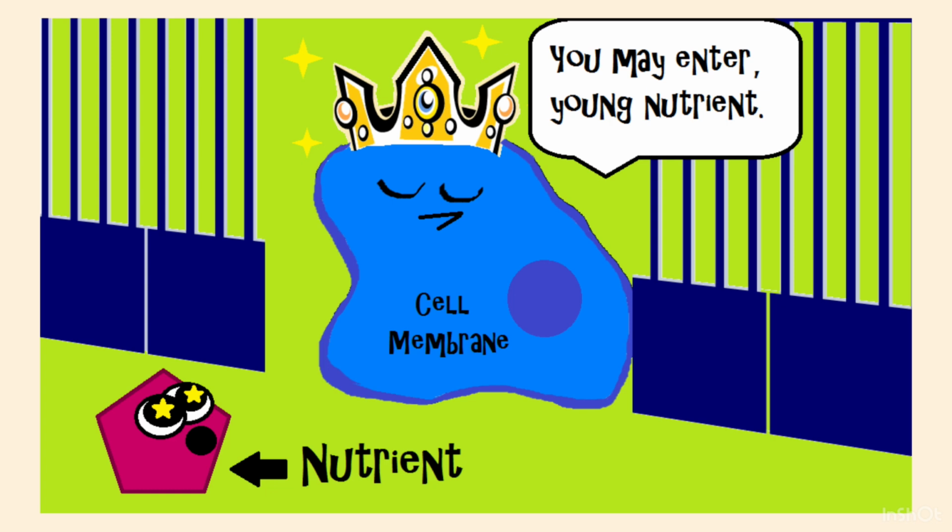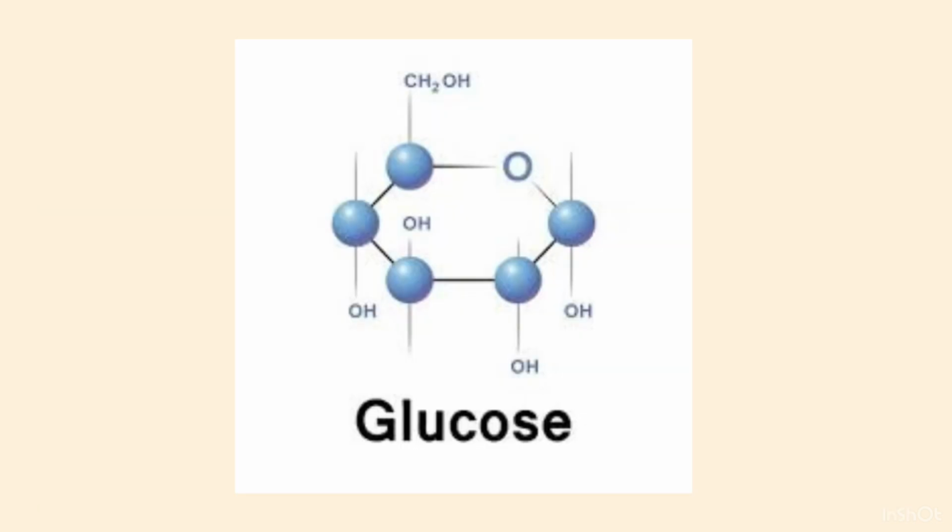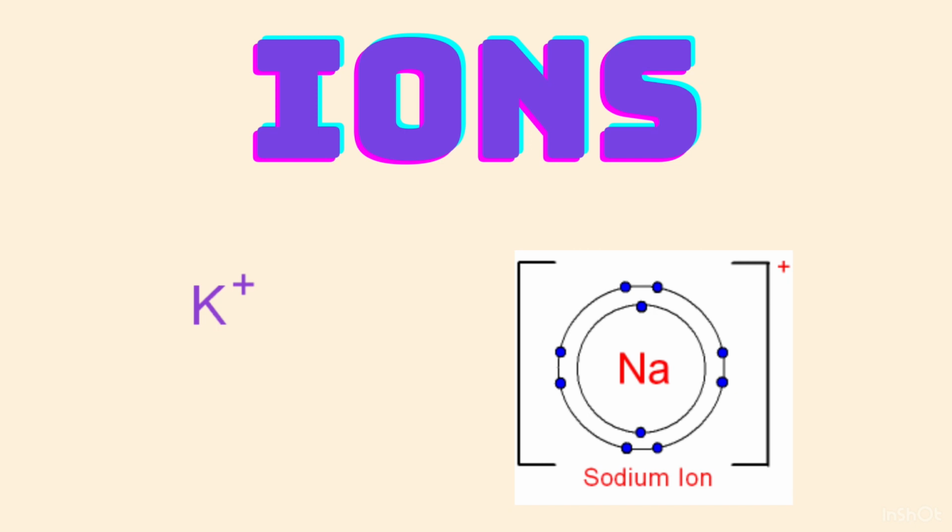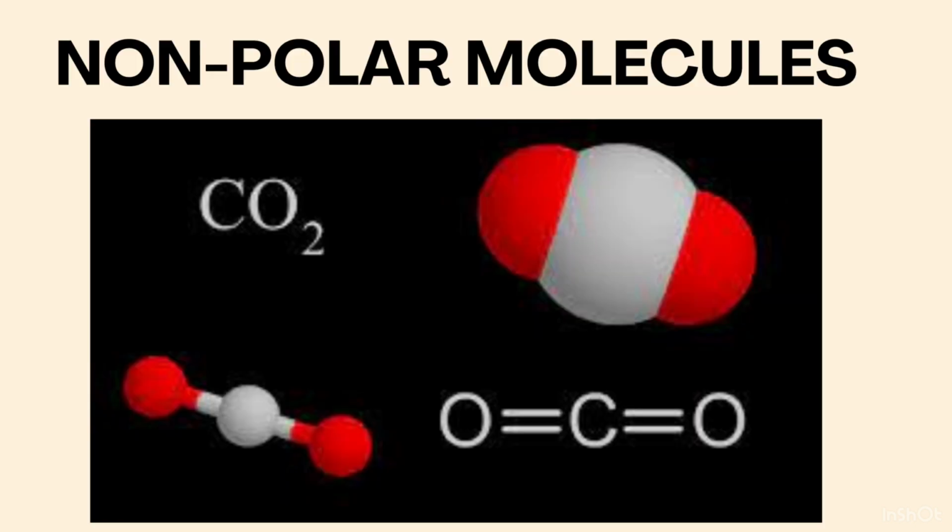This picture shows a cell membrane bouncer letting a nutrient in. An example of a nutrient that's let in is glucose. Glucose enters the cell and is used as a source of energy. Some ions, such as potassium and sodium, can pass through specialized proteins in the cell membrane. Nonpolar molecules such as carbon dioxide can diffuse easily through the lipid bilayer of a cell membrane.